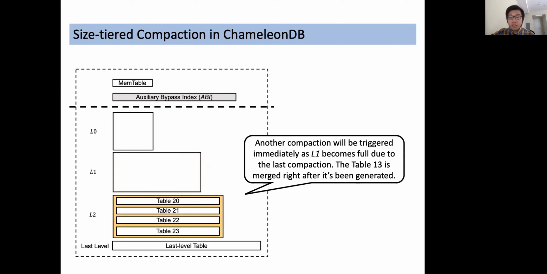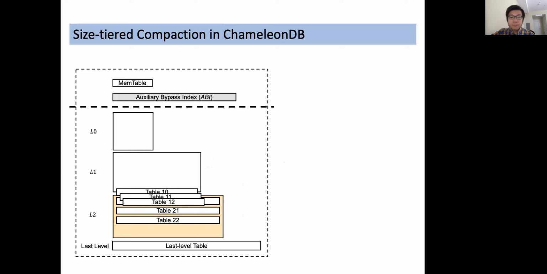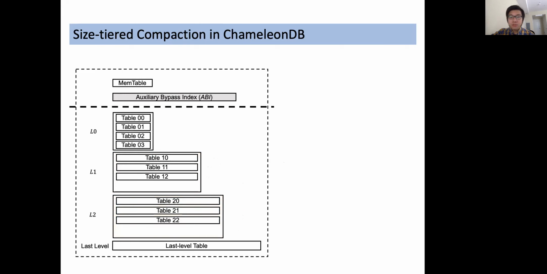The 4 tables in level 1, including table 13 that was just generated, are merged to level 2. We try to avoid generating and reading table 13 in such a situation by using a scheme called direct compaction in ChameleonDB. Let's first recover the scene to this one, where level 0 is not compacting. The direct compaction scheme in ChameleonDB allows a compaction to involve multiple levels.